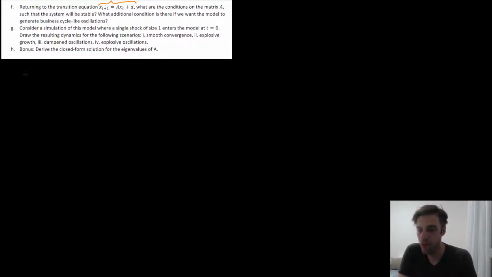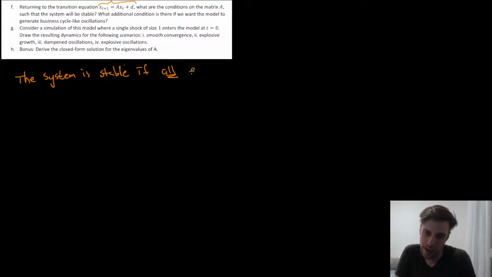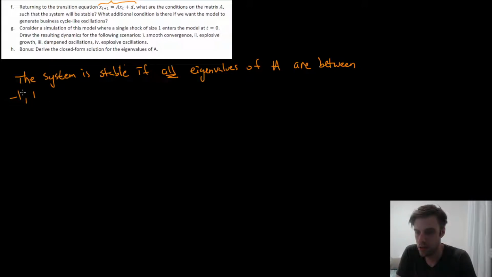We need to remember that for any matrix equation, the system is stable if all eigenvalues of A are bounded between -1 and 1 in modulus.